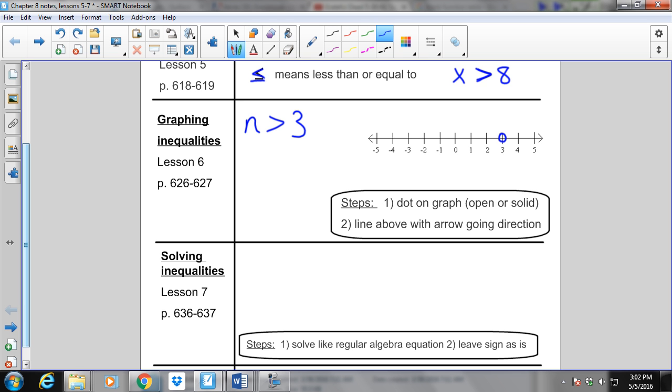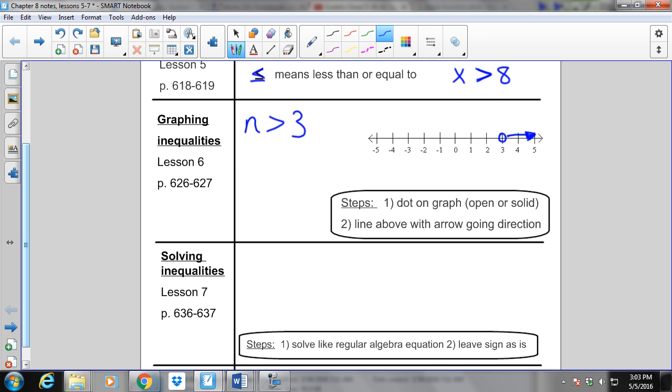Now, in this example, n is greater than 3. Does that include 3? No, that's not including 3. That means it's greater than 3. So the open dot, see right here, there's nothing filled in there, means that it's not equal to it. It's just above it. And then you do a line like this, on or above the number line. That shows that n is greater than 3 and doesn't include 3.